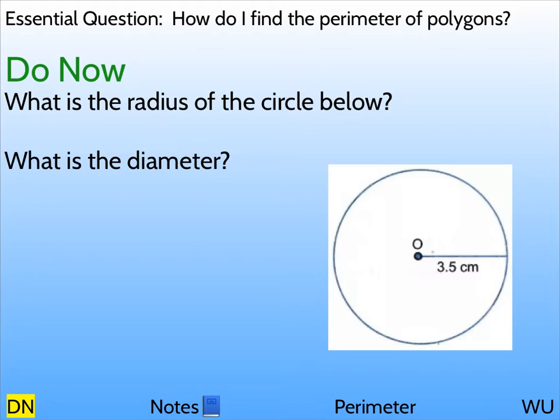Alright, today we're going to be finding the perimeter of polygons, which also includes the circumference of circles. So, for the do now, what you need to do is figure out what is the radius of the circle below, and what is the diameter of the circle below. Pause your video now so you have a chance to do the do now.